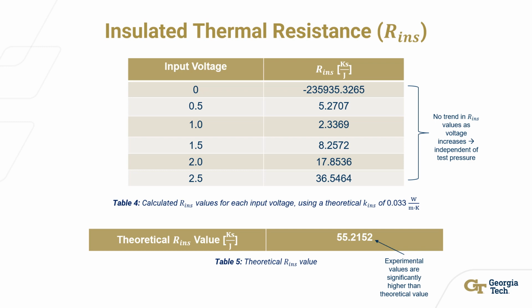There is no trend between the insulated resistance values and voltage, as insulated resistance is independent of the test pressure. The theoretical insulated resistance values are significantly higher. This is because the physical insulation is not working as well as it's modeled because the top is exposed.